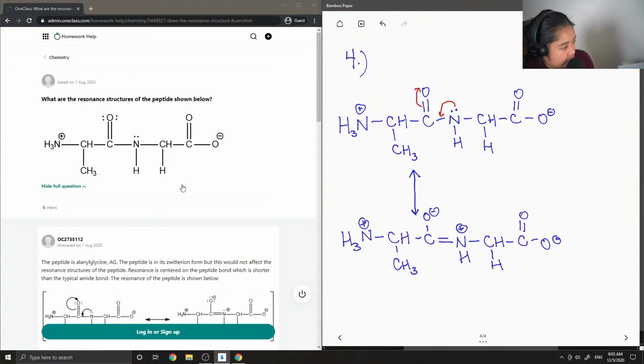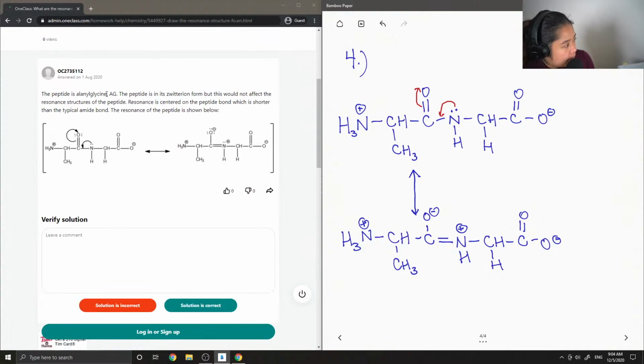So let's see what the junior tutor said. The peptide is alanyl glycine, Ag. The peptide is in its Zwitter ion form, but this would not affect the resonance structures of the peptide. Resonance is centered on the peptide bond, which is shorter than the typical amide bond. The resonance of the peptide is shown below.